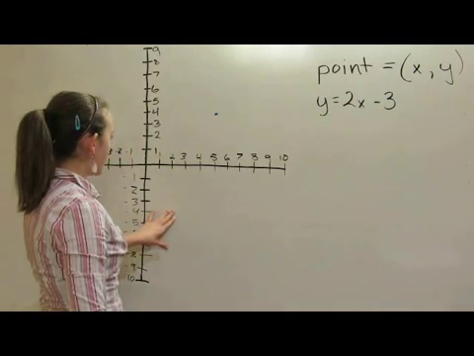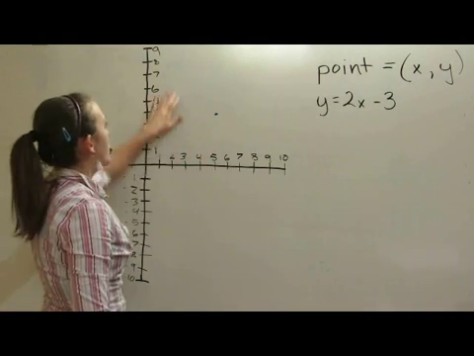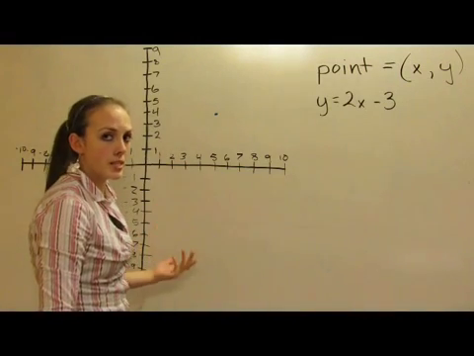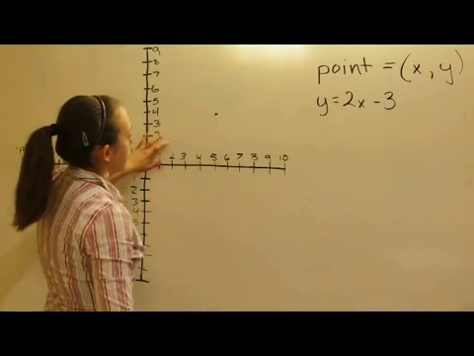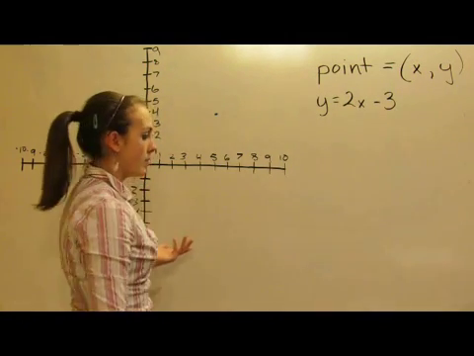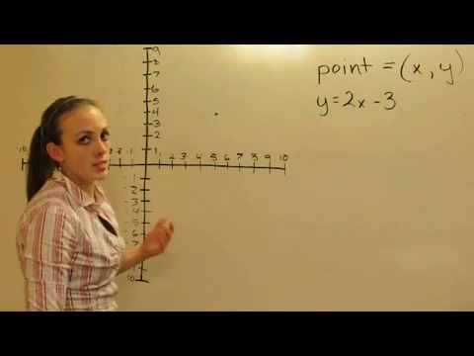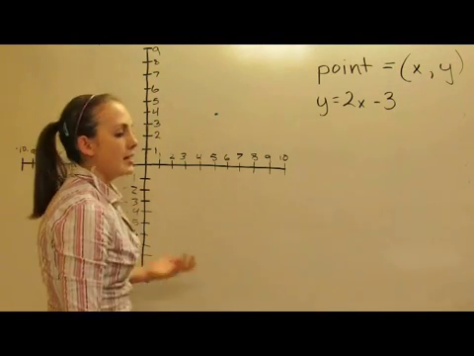Also, when you are looking at a point, remember that when you go up on the y-axis, that results in a positive y-coordinate, and when you go right on the x-axis, that results in a positive x-coordinate. And the opposite is true. If you go left on the x-axis, it's negative, and if you go down on the y-axis, it's negative.